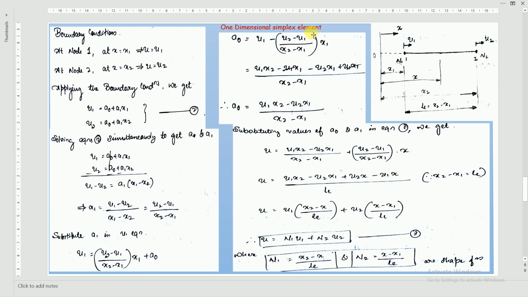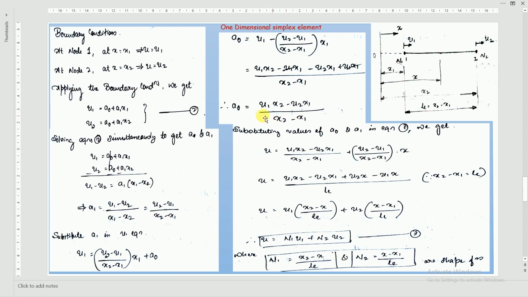Now you expand this numerator, the second term in the numerator. So you will get this, and when you take the LCM, which is x2 minus x1, this will come on this side. So when you simplify that, u1 into x2, u1 into x1, and this one u2 into x1, minus minus plus. The u1 into x1 terms will get cancelled out. So you will get a0 as u1 x2 minus u2 x1 divided by x2 minus x1.